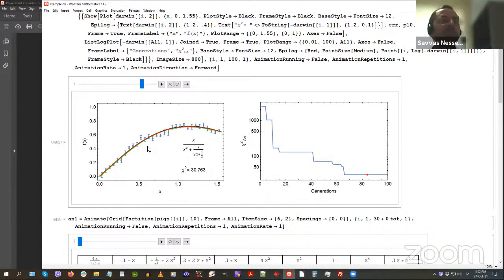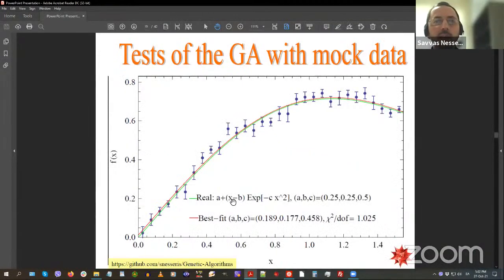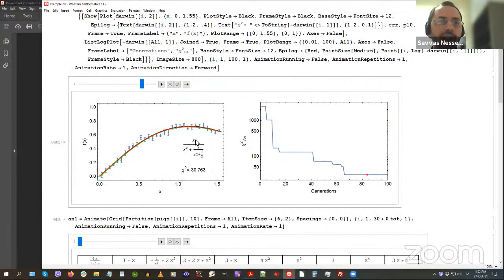Now you will notice that I mentioned in the slide that the real model was actually a plus x minus b exponential and so on. And the model that the genetic algorithm found was x over x to the x plus x, and so on. So the genetic algorithm didn't really discover the real model, but it will give you a very good description of the data, which is analytic and smooth. You can do whatever you want with that. In some constrained cases it can discover the real model, but in general, it cannot. I mean, the actual function. But it will give you a very good description, which is very close to that one.